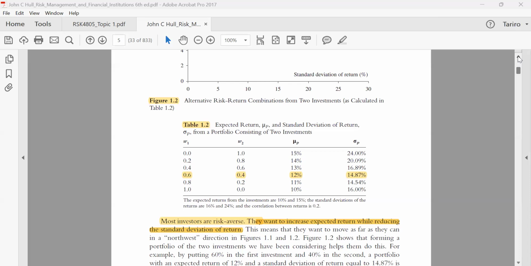I have a question. If we get a question like this, will these figures always be given? Like the expected returns from the investments that are 10% and 15%, and then the standard deviations, which are 16 and 24, and the correlation, which is 0.2. For the two asset portfolio, these figures are expected to be given.